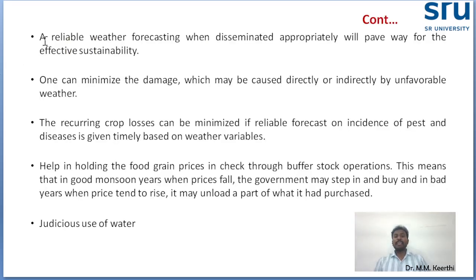Next, a reliable weather forecast, when disseminated appropriately, will pave the way for effective sustainability. This weather forecasting minimizes the damage which may be caused directly or indirectly by unfavorable weather. Unfavorable weather conditions can damage the crop or crop production. If we come to know that such weather will occur in the upcoming days or hours, it can reduce the risk. Farmers have less risk and minimize the damage.